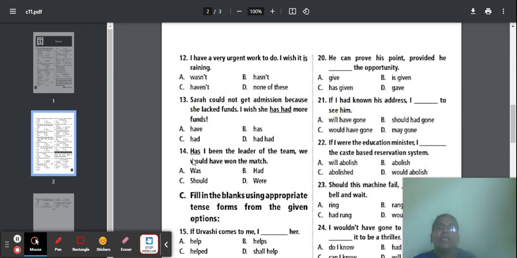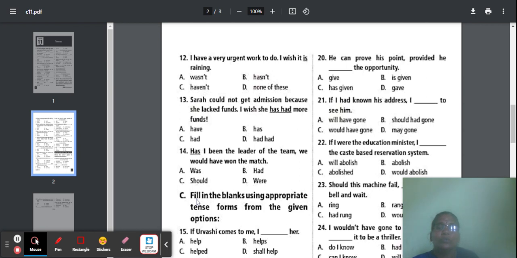Next, has I been the leader of the team, we would have won the match. Here it is a condition. So here we should check would have won. So we should use has I? No, it is not like that. Has is used with he, she, it only. So here it is had I been, my dear. So option B is the correct one. Had I been the leader of the team, we would have won the match.